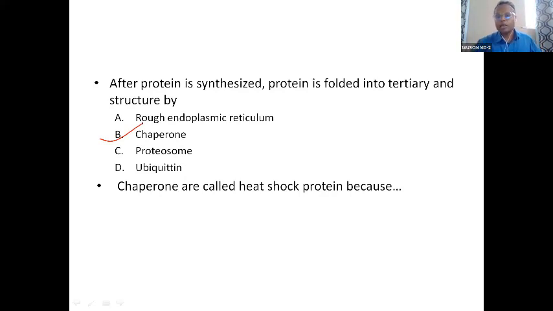Why are chaperones called heat shock proteins? Heat is one type of stress. Because of stress, the chaperone concentration inside the cell increases. That is why they are called heat shock proteins. In short, it is called HSP.